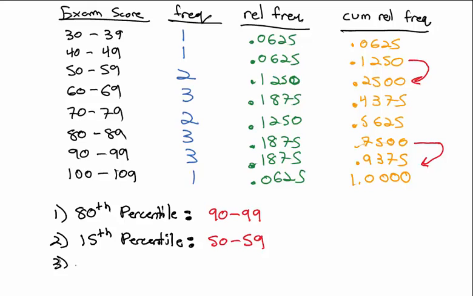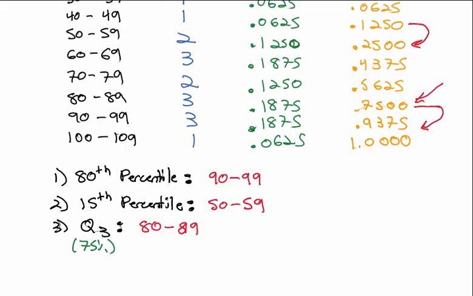We can even find quartiles this way. Q3. Well, Q3 really means 75%, 3/4 are below this value. So where does 75% occur? We actually know exactly where 75% occurs. It happens between 80 and 99. I'm sorry, 89. So that tells us for these values what percent fall below them.